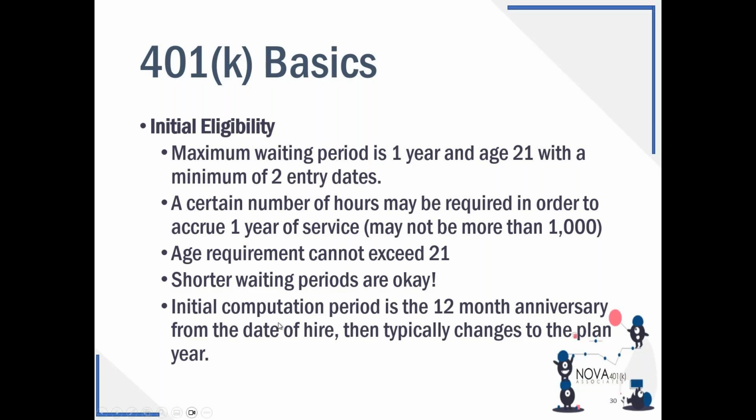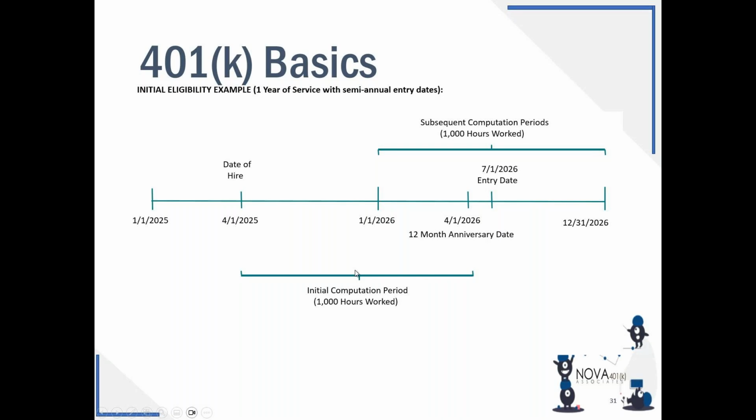The initial computation period to determine if someone is able to go into the plan is the 12-month anniversary from the date of hire. And then if that 1,000 hours is not met in that first 12 months, then it changes to the plan year. And I'm going to show you an example of how that works.